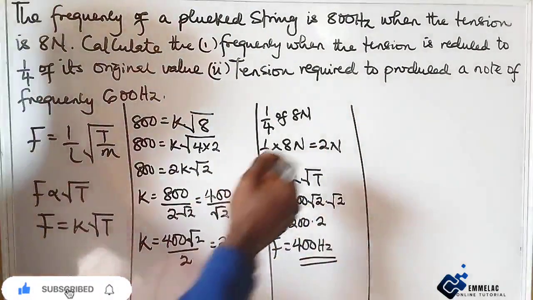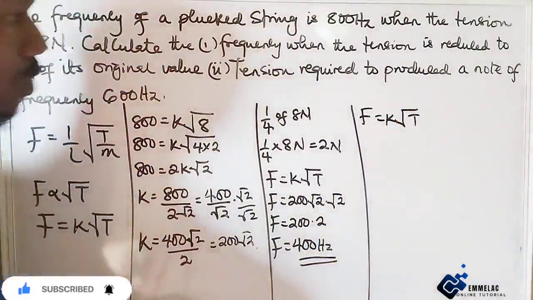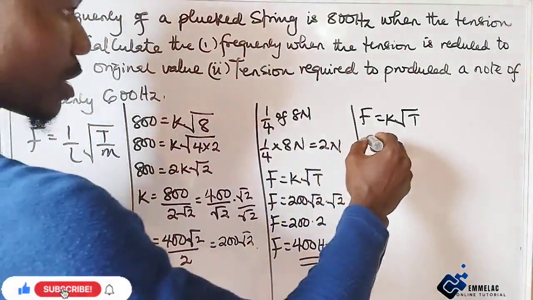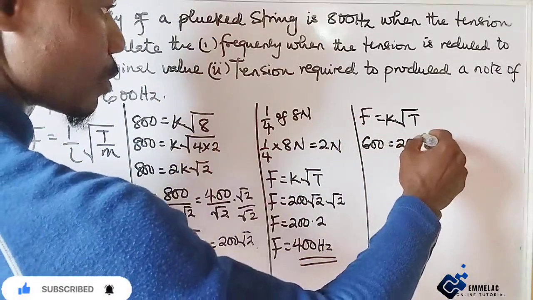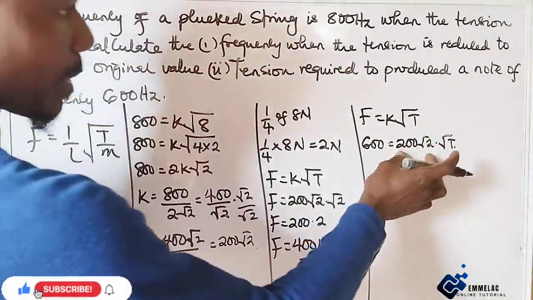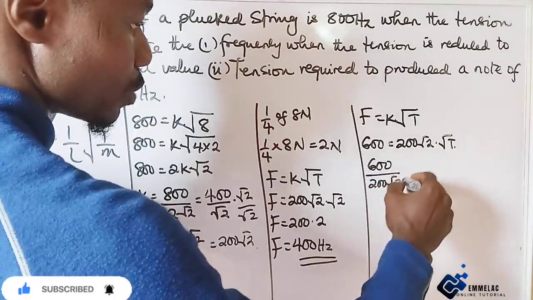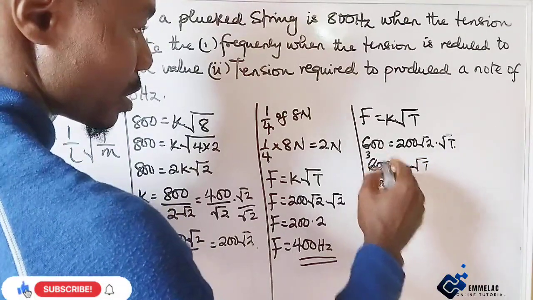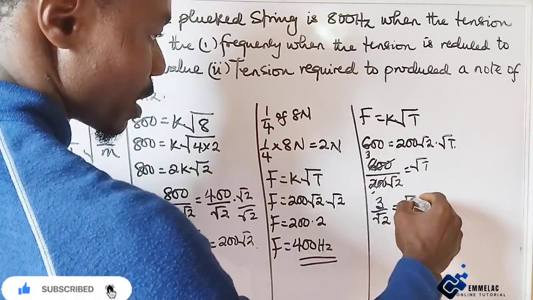All right, so the next question is number 2, the tension required to produce a note of frequency 600 Hz. Bringing back this relationship, we have F equals K the square root of T. Since we are looking for the tension and the frequency is given as 600, so 600 equals our K, which is our constant, 200 root 2, times root T. So dividing both sides by this, we have 600 over 200 root 2 equals root T. If we cancel out the 200s, you are left with 3 over root 2 equals root T.